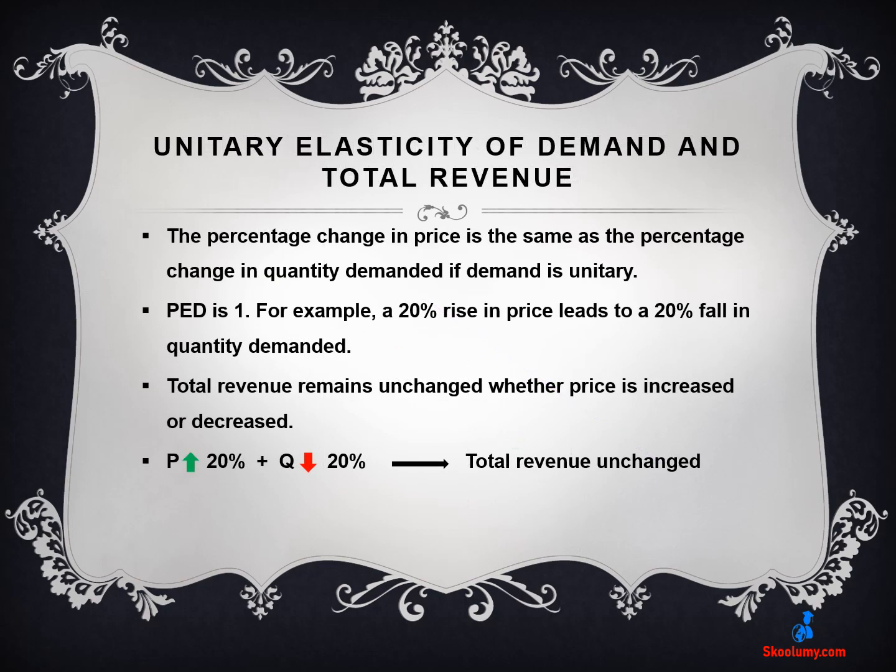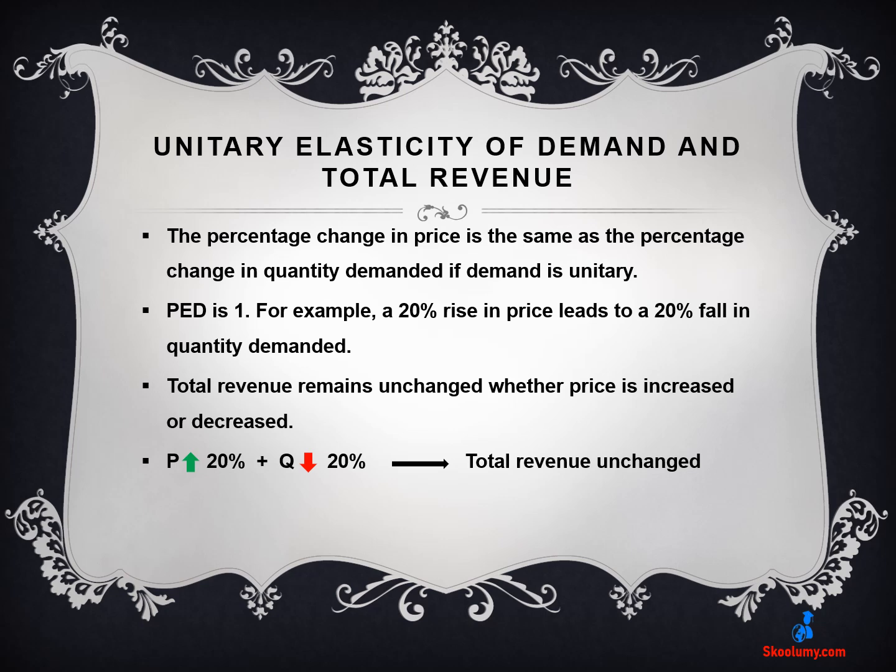Let us consider the relationship between unitary elasticity of demand and total revenue. PED is unitary when the percentage change in price results in an equal percentage change in the quantity demanded. PED is 1. For example, a 20% rise in price leads to a 20% fall in quantity demanded. The PED is 20% divided by 20%, which is 1.